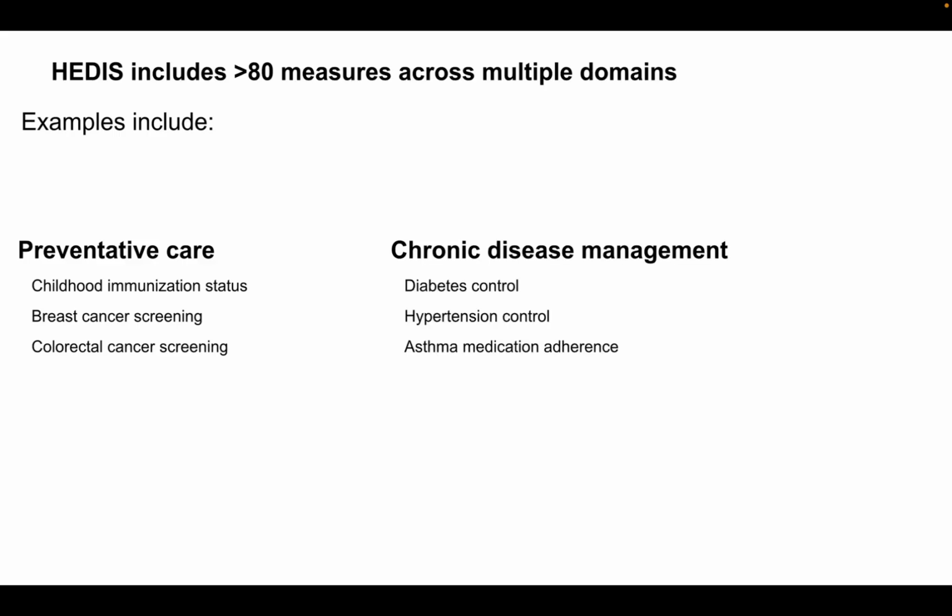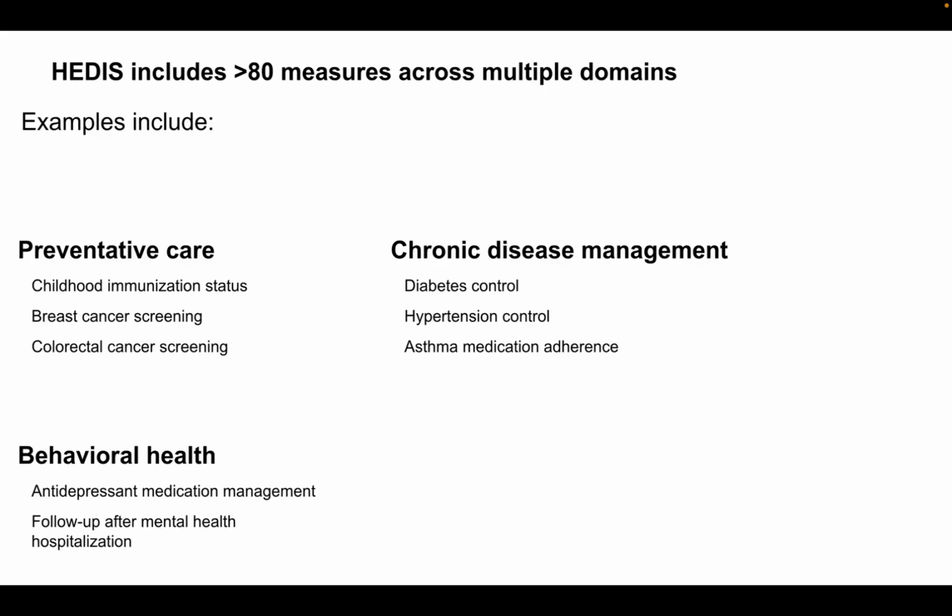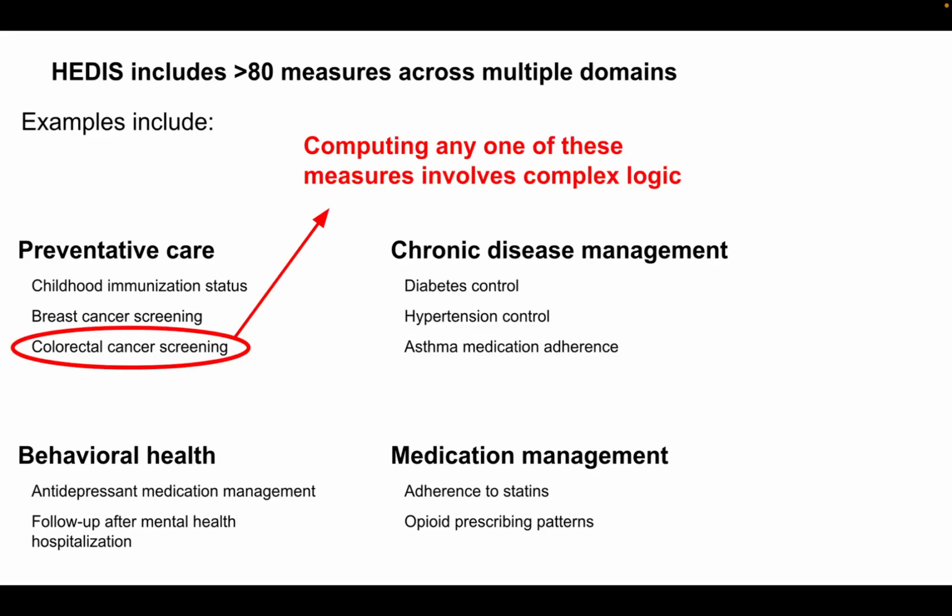There are measures related to chronic disease management like diabetes control or hypertension control. There are measures related to behavioral health, like antidepressant medication management or follow-up after mental health hospitalization. And there are measures related to medication management. These are just examples of some of the measures that are available.